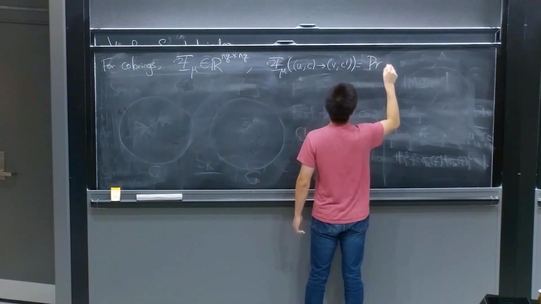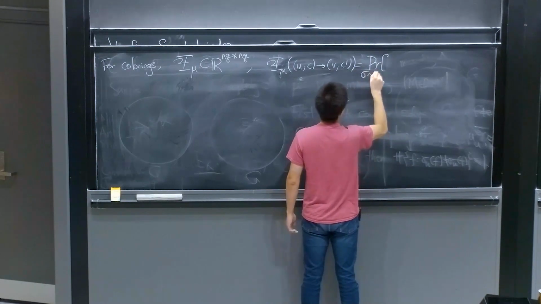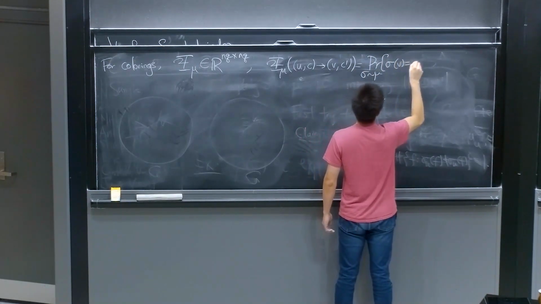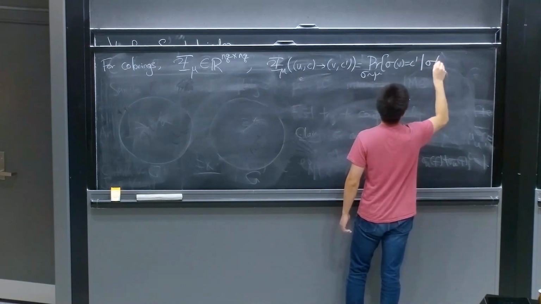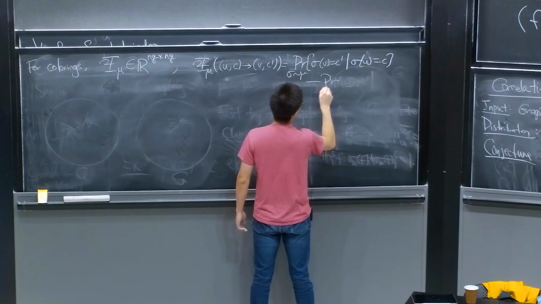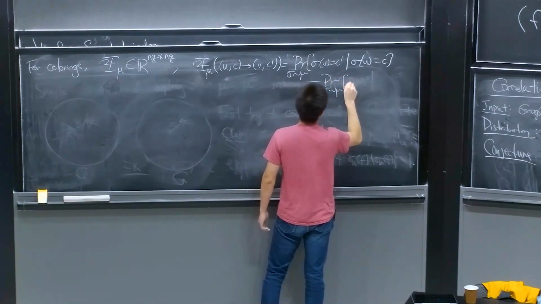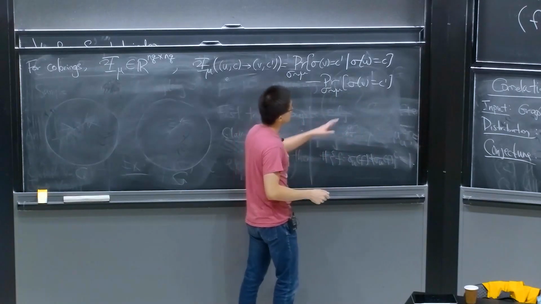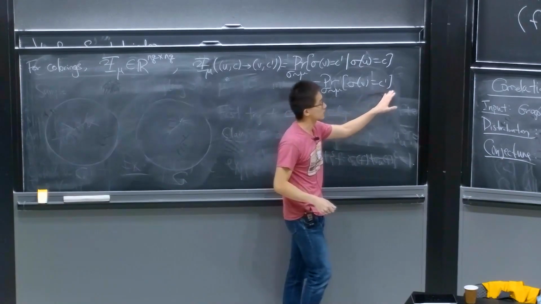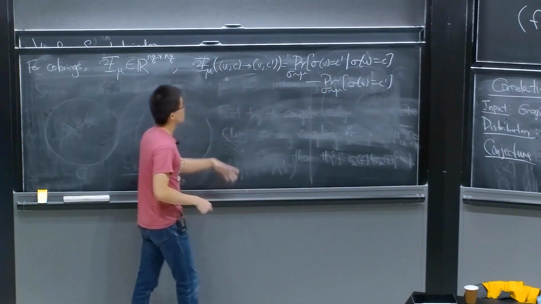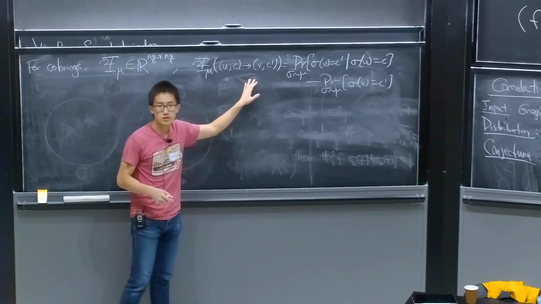This is the probability that I sample a coloring that assigns V to C prime, conditioned on assigning U to C, minus the probability, okay, there's a slight difference here where I have not conditioned on anything in the second term, but this is sort of the right generalization for colorings.